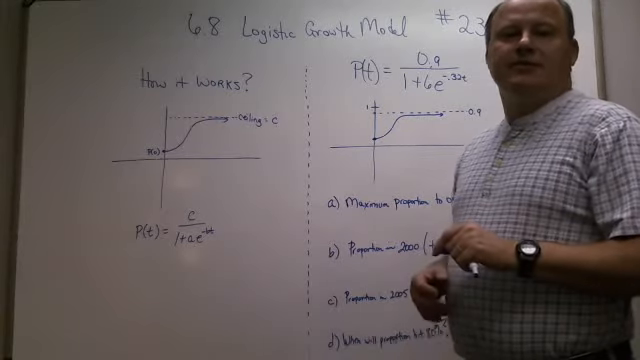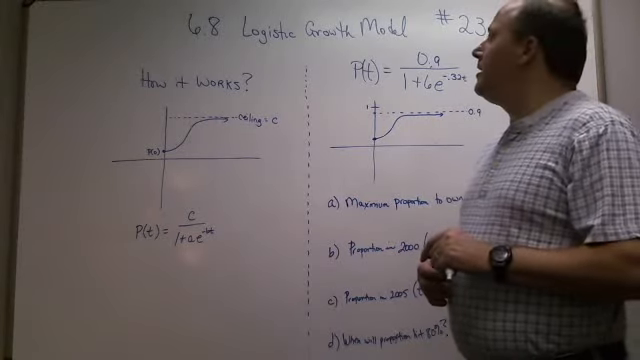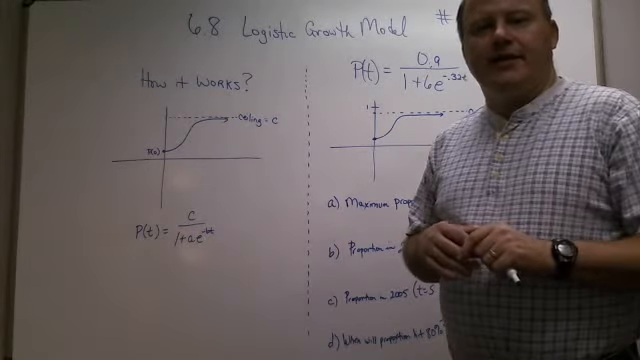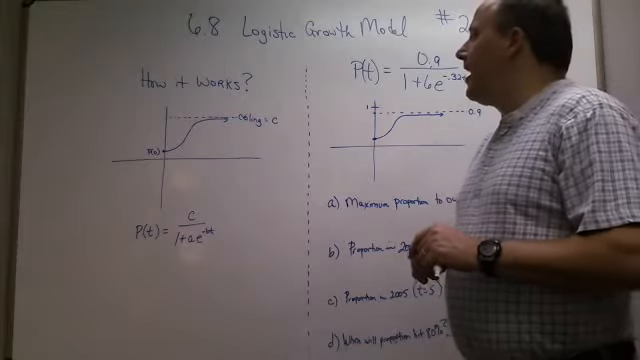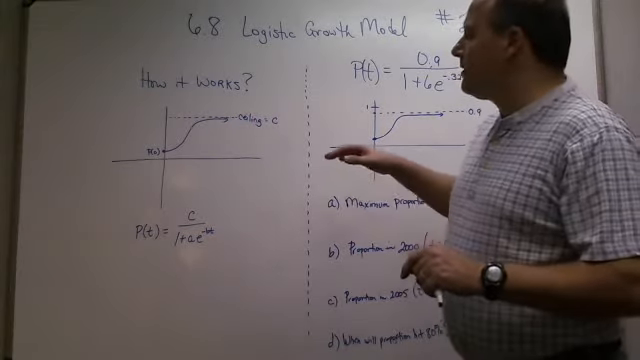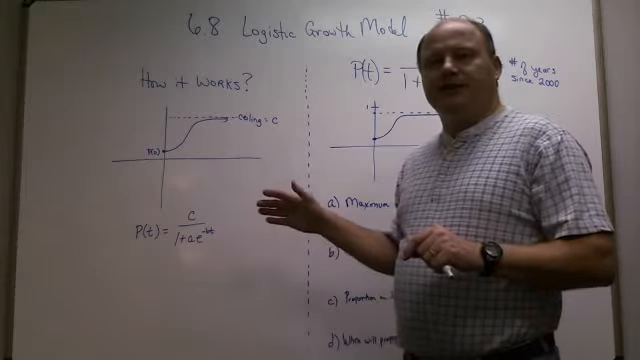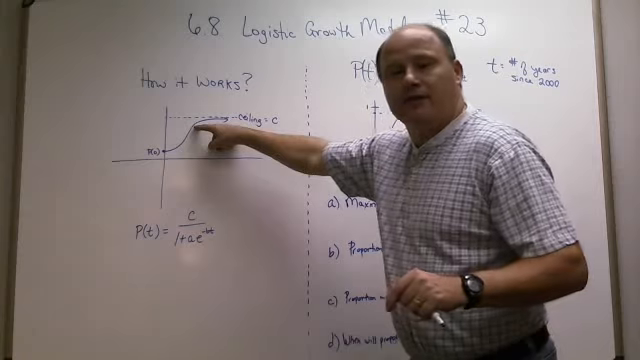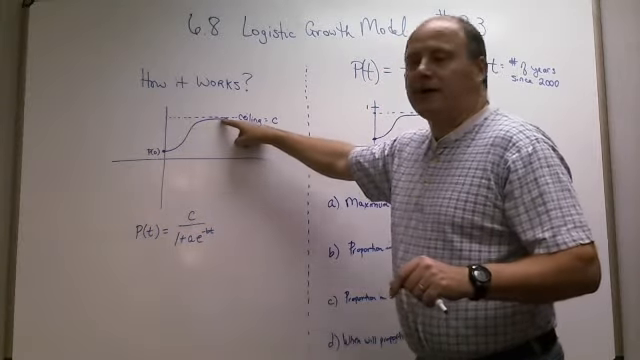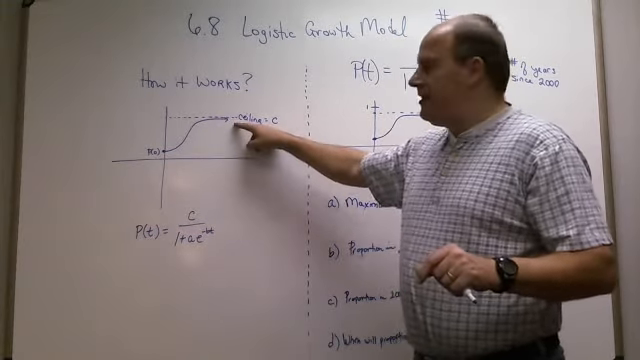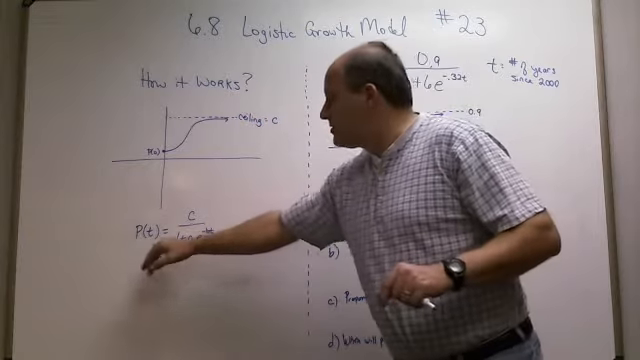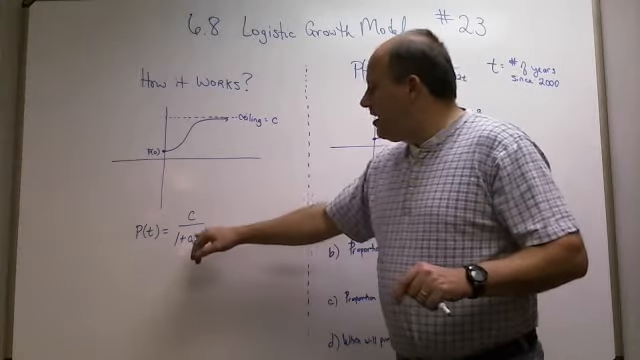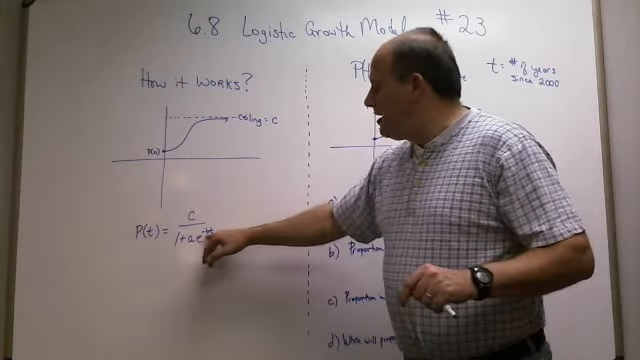Hi, this is a logistic growth model problem, number 23, toward the end of this section. The logistic growth model is like an exponential function, except it behaves like an exponential for a while, but after a while it levels off. So there's a ceiling. The general form for the logistic growth model is found in the book: P of t equals C over 1 plus A e to the negative bt.